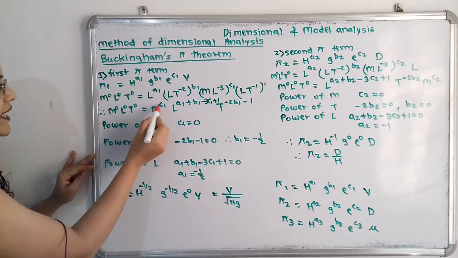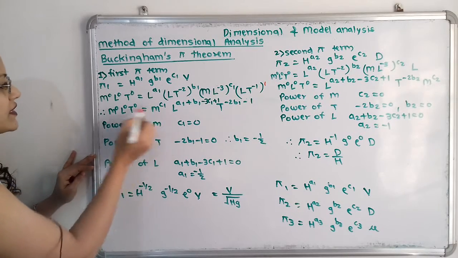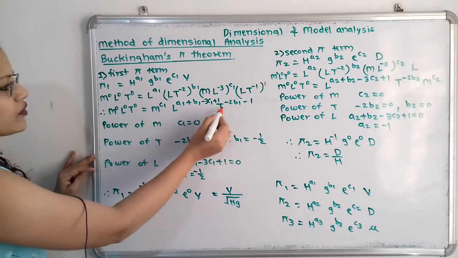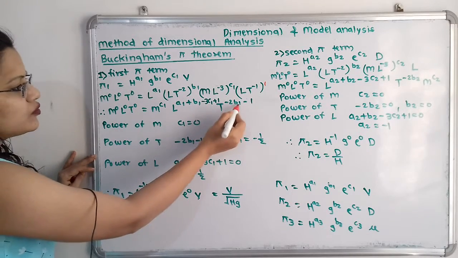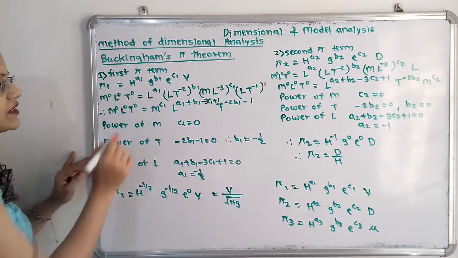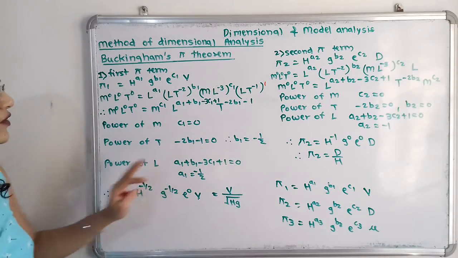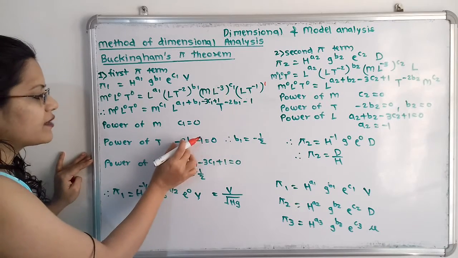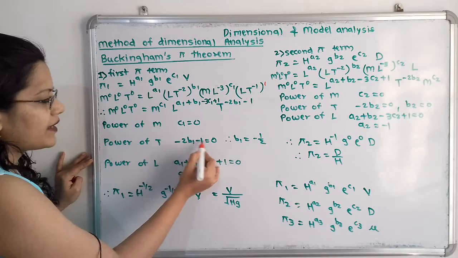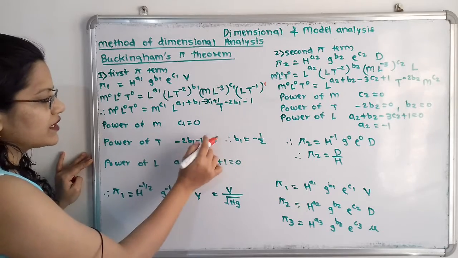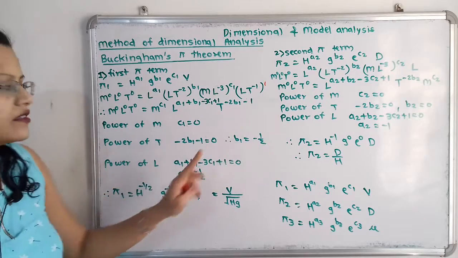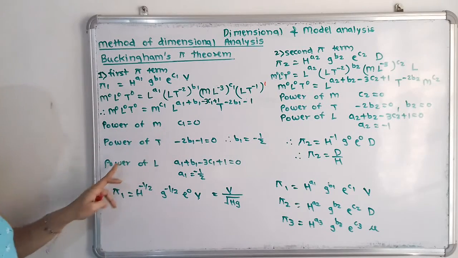So first we will take the power of m, that is c1 is equal to 0. Then we will take here power of t. So minus 2b1 minus 1, which is equal to 0. So again if we simplify this, 1 we have to shift to the right hand side and minus 2 to the denominator. So here minus 1 becomes plus and minus 2, that is minus half. So what is the value of b1?